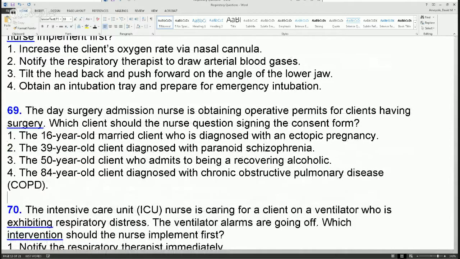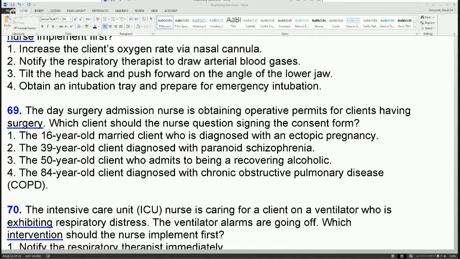All right, Robert. It's your turn, hot dog man. The surgery nurse is obtaining operative permits for clients having surgery. Which client should the nurse question signing the consent form? Well, somebody who's not in their right mind. So, ectopic pregnancy. Jeff, you want this question? Probably okay. Kind of schizophrenic. That's probably not a good choice. Probably alcoholic. Probably in his right mind. I gotta go with the schizophrenic. There you go. See, Jeff, you could have had that one. I might have got that one right, yeah.